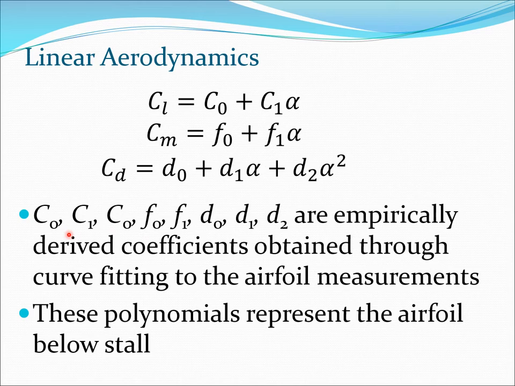Now, how do we get all these coefficients C0, C1, F0, F1, D0, D1, D2, and so on? These are all actually obtained empirically from experimental data. So a long time ago, people performed experiments with different airfoil sections, and then they obtained all these coefficients. So for example, there is the book Theory of Wing Sections by Abbott and Von Doenhoff. In that, a lot of experimental results are given for different well-known sections such as NACA 0012 and so on. And these numbers are known for all these particular sections. So these polynomials represent the airfoil quite well below the stall regime.